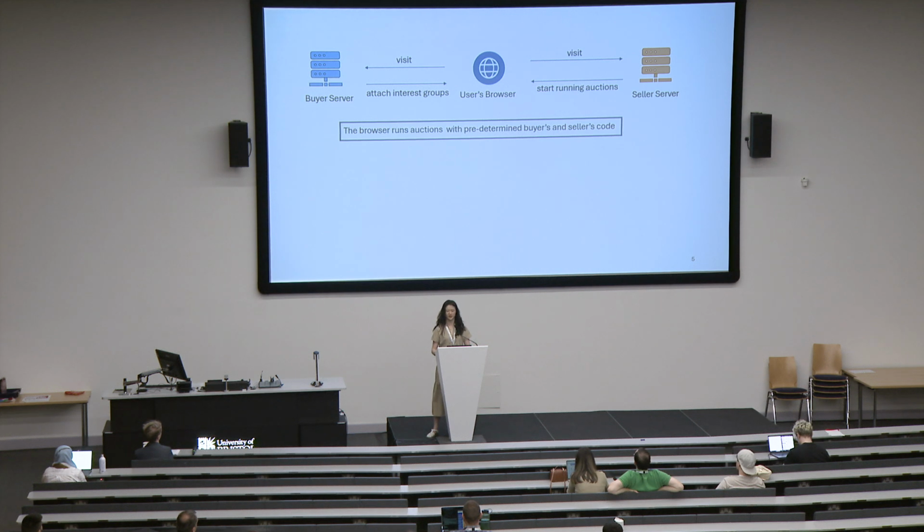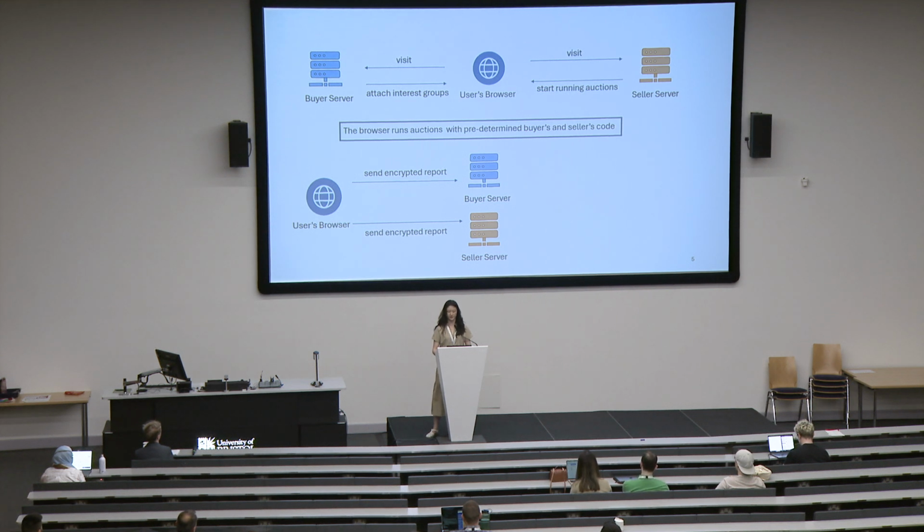This whole auction process happens in the browser with some predetermined scripts provided by the buyer and the seller. This is the key idea behind this protocol, as they move the auction process into the browser from outside servers to protect user privacy. After some time, the browser sends an event-level encrypted report to both the winning buyer server and the seller server. Lastly, the buyer and seller can query another trusted aggregation server with some encrypted reports, and the output will be one noisy aggregated output.